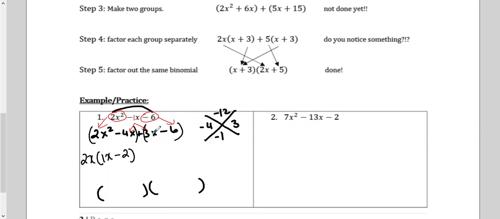Now factor out this group, 3 and negative 6. I know that 3 goes into it. So you have 3x, and 6 divided by 3 is negative 2. Okay.